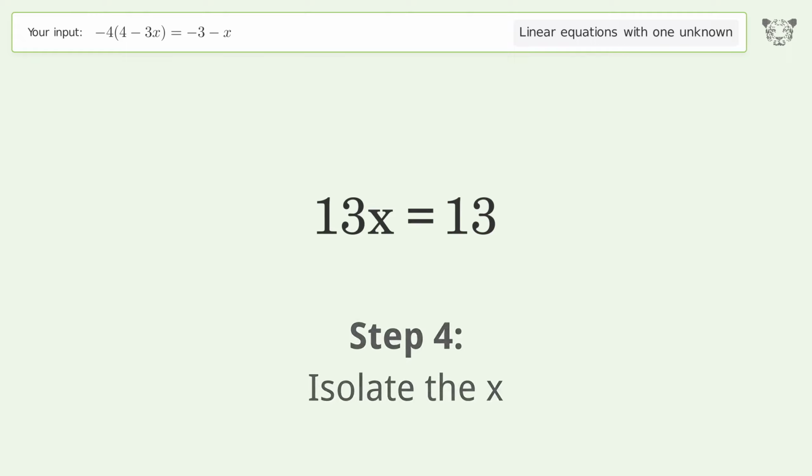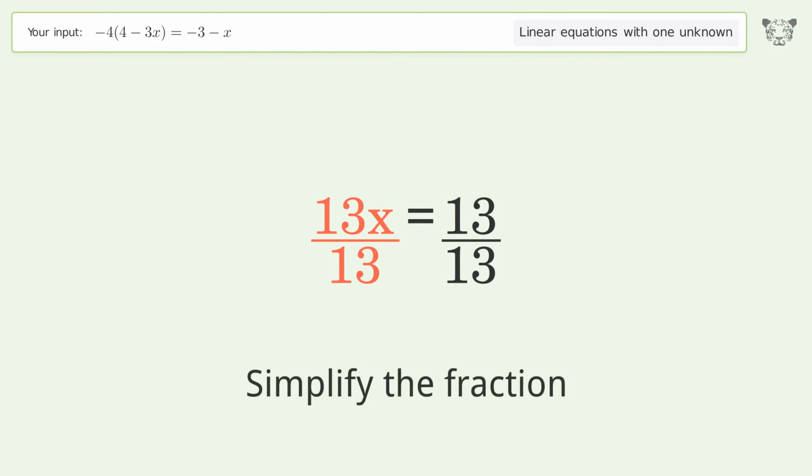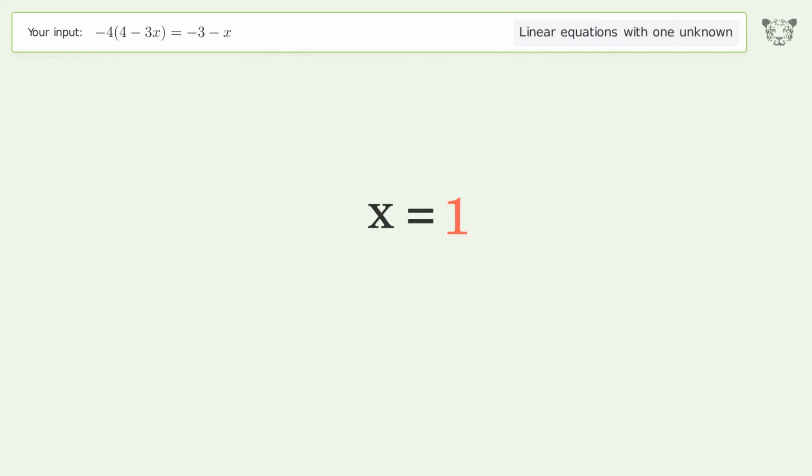Isolate the x. Divide both sides by 13. Simplify the fraction. And so the final result is x equals 1.